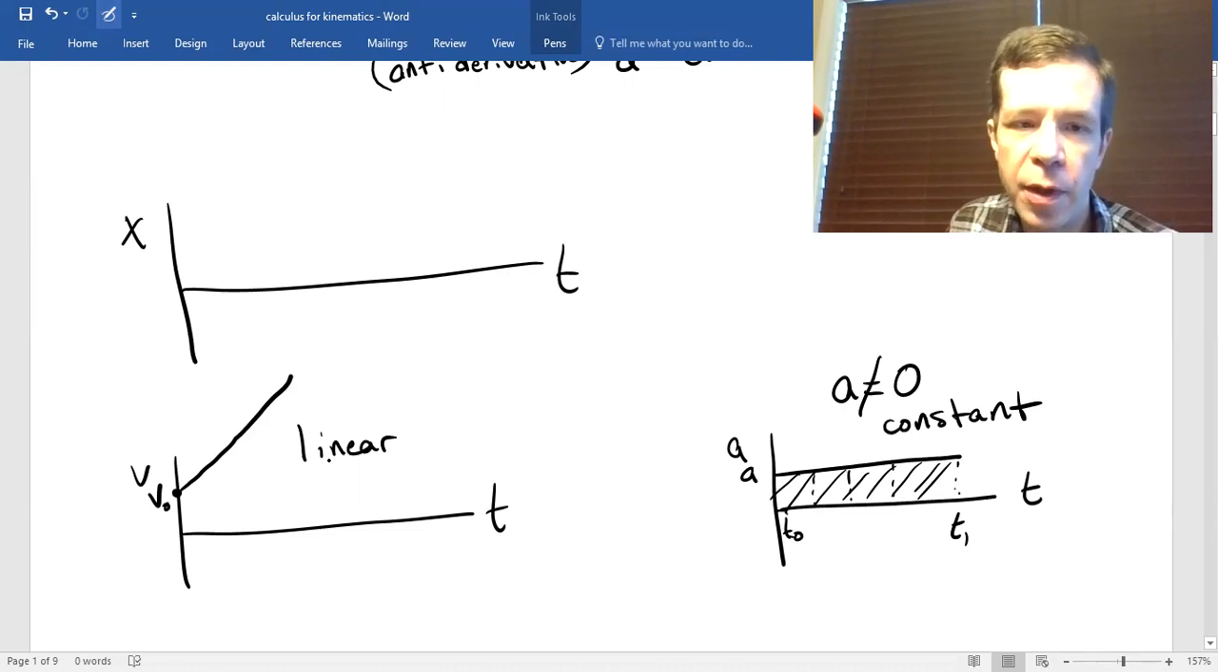And in the previous video, we talked about this in terms of slopes. The slope of this graph is a constant, and that gives us this constant value for acceleration. Now we're working backwards. We're integrating instead of taking derivatives.